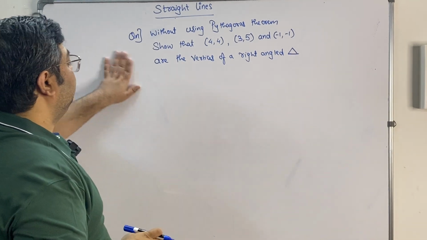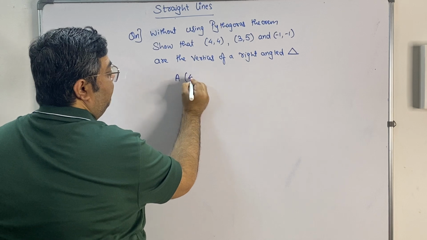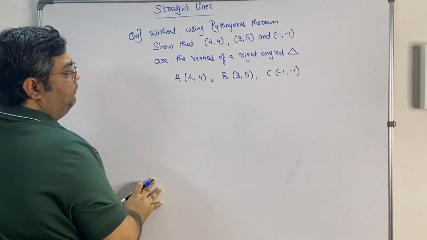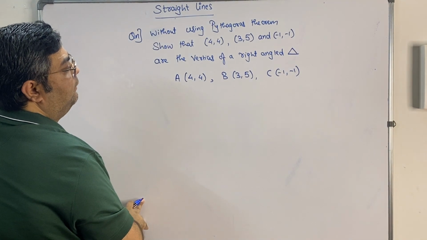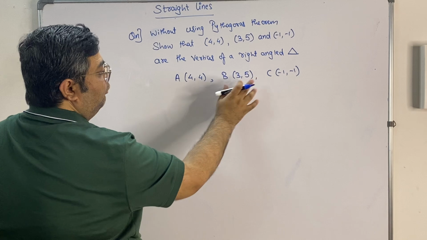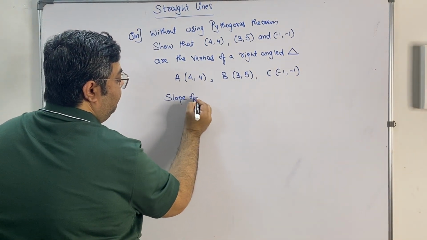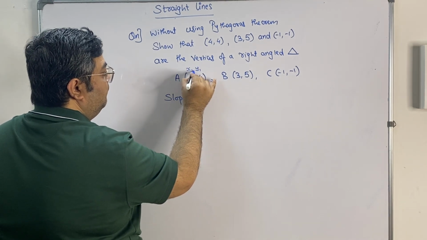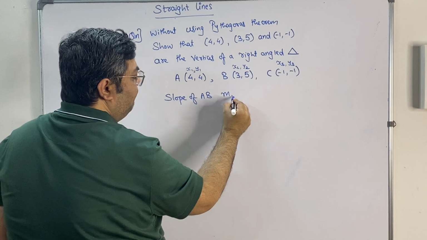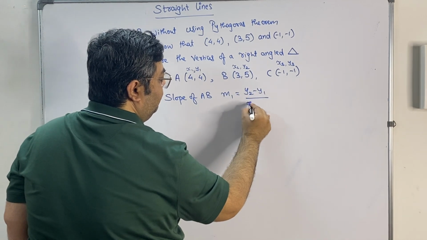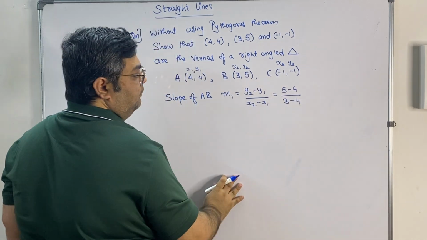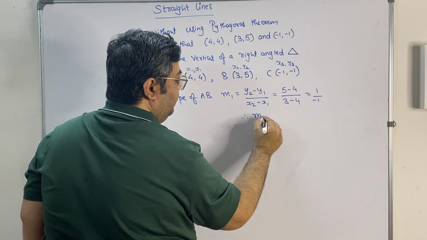So we are not supposed to use distance formula or Pythagoras theorem. So first we'll name them: A (4, 4), B (3, 5), C (-1, -1). Now to show that they are vertices of a right angled triangle, we need to prove that any two sides are perpendicular to each other. तो उसके लिए तीनों का स्लोप निकालना होगा. We'll find the slope of AB. I will name these x1 y1, x2 y2, x3 y3. Slope of AB, m1, is y2 minus y1 over x2 minus x1. That is 5 minus 4 over 3 minus 4. So this gives me 1 over minus 1. Therefore m1 is minus 1.